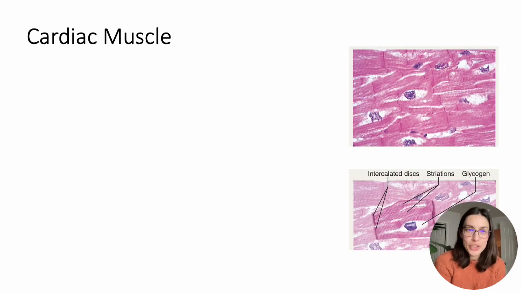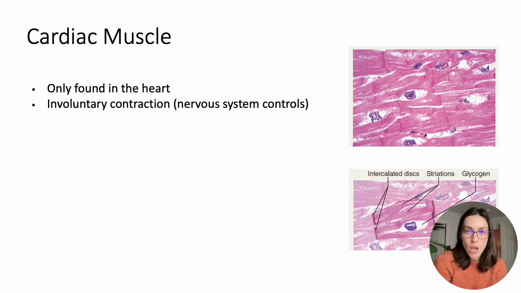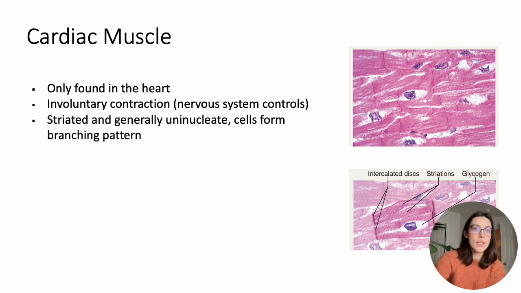And finally, the third type of muscle is cardiac muscle. Cardiac muscle is only found in the heart. So cardio means heart. These muscle cells are involuntary. We cannot control them consciously, whether they contract and how fast and how frequently. But of course, our nervous system subconsciously controls this.